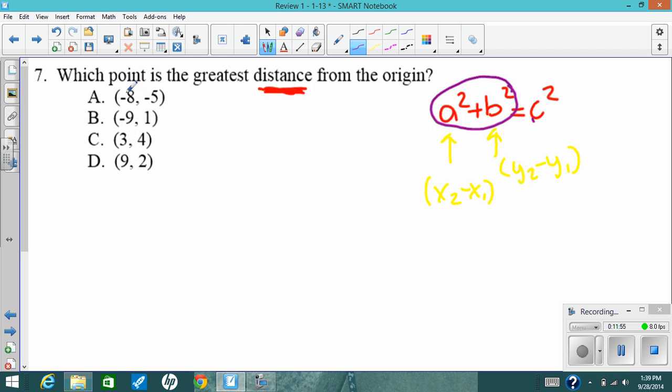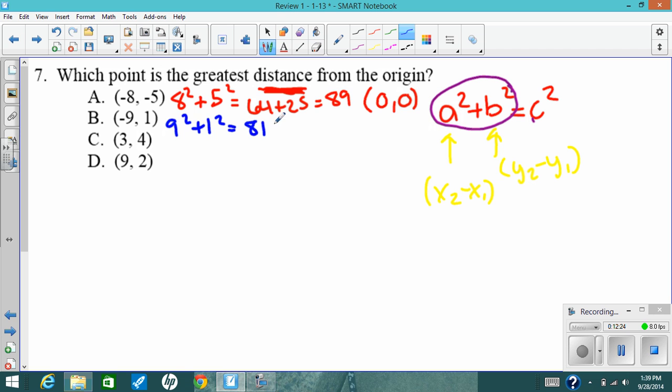So -8 and 0. Let's make a note too that the origin has coordinates (0, 0). So that means this is 8 units away from 0. So 8 squared plus 5 squared is 64 plus 25, which is 89. 9 squared plus 1 squared is 81 plus 1, which is 82. 3 squared plus 4 squared is 12 plus 16, which is 28.